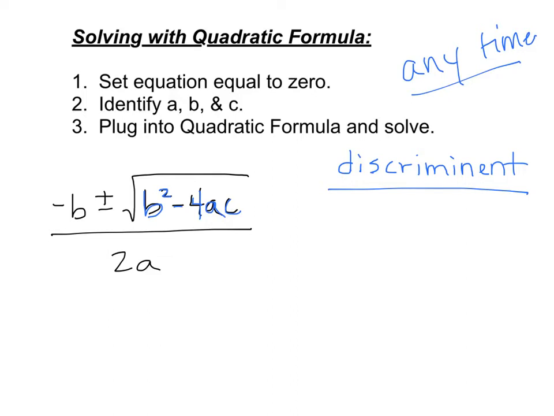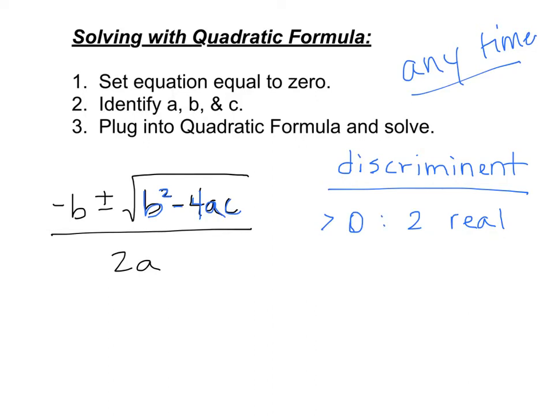When you plug in your b and your a and your c and get it in your calculator, you're going to get a number. If that number is greater than 0, you're actually going to get 2 real solutions. You're going to get 2 nice, clean, real solutions.